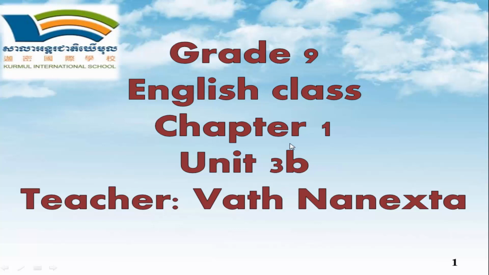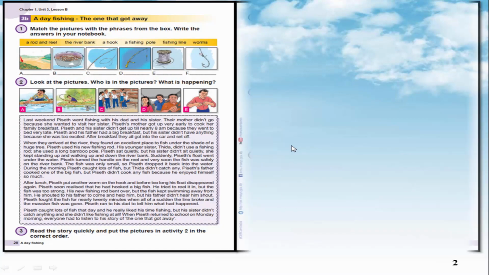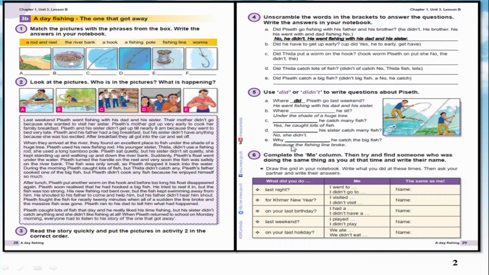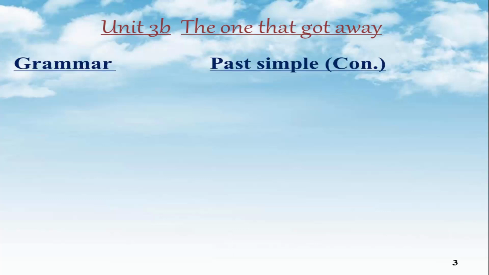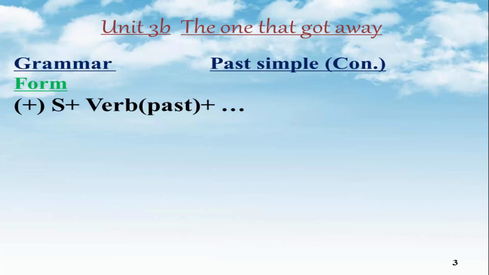We move on to chapter 1, unit 3b. They are on page 28 and 29. So you can skim it by yourself because we have reading, and you can also learn some of the new words by yourself. So before we go to our lesson in the book, let's move on to the past simple first. Do you remember that past simple we use as a tense to describe an event or an action that already finished? So let's learn together how to form past simple.